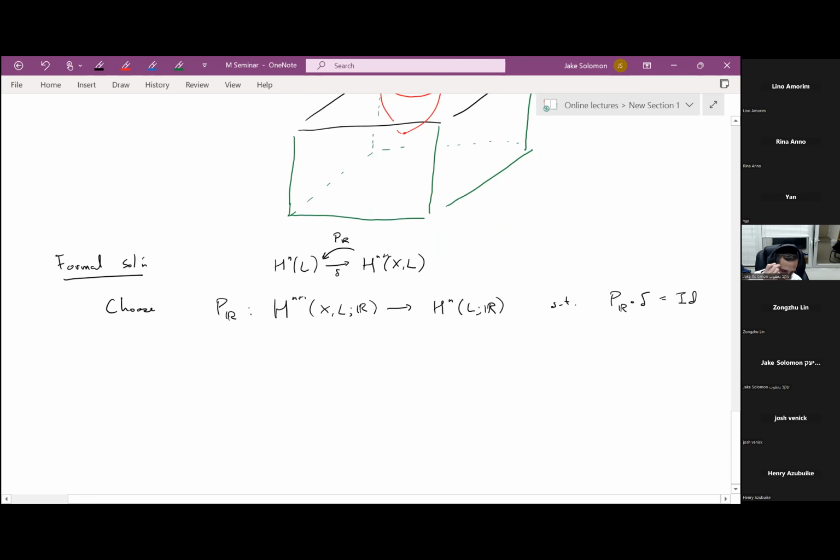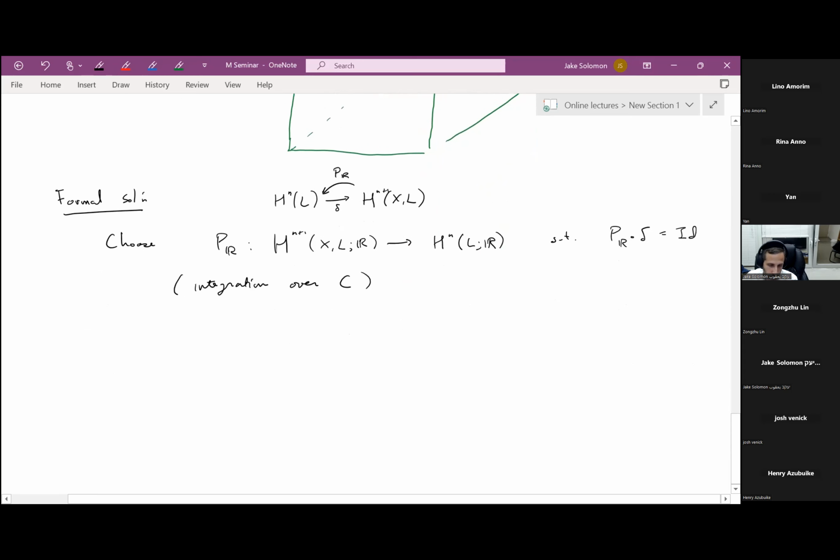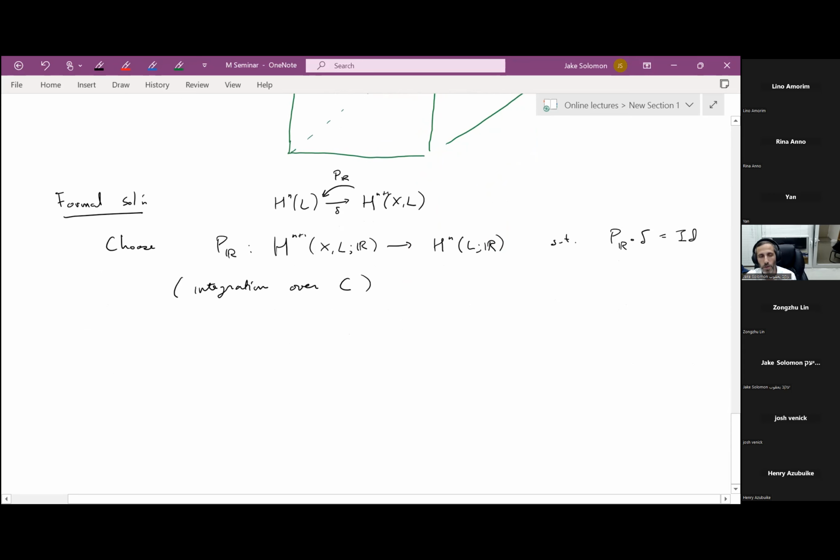Okay, so you can think of this as being given by integration over C. But this makes it clear that your choice is only a cohomological choice. So it's easy to keep track of, and you can also follow what the influence of this choice is on the invariants you get in the end.